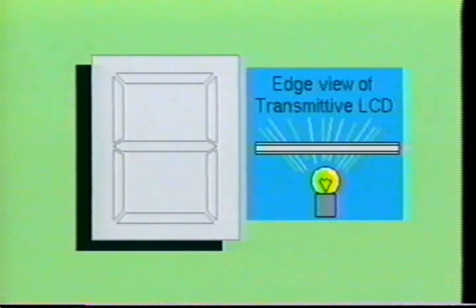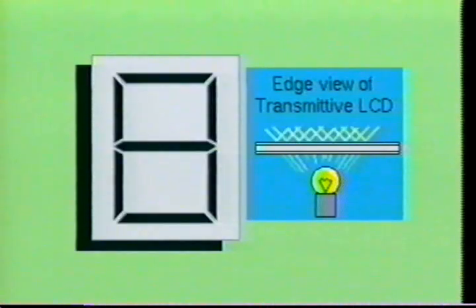When not activated, the transmittive type cell simply transmits the rear or edge lighting through the cell in straight lines. In this condition, the cell will appear transparent. However, when activated, the incident light is diffused forward and the cell will appear quite bright, even under bright ambient light conditions.